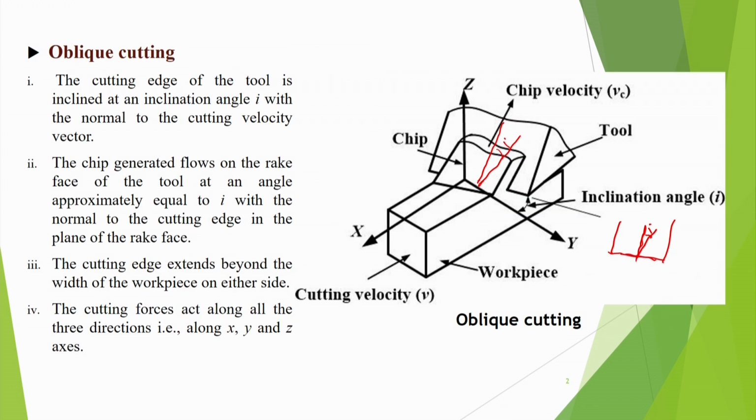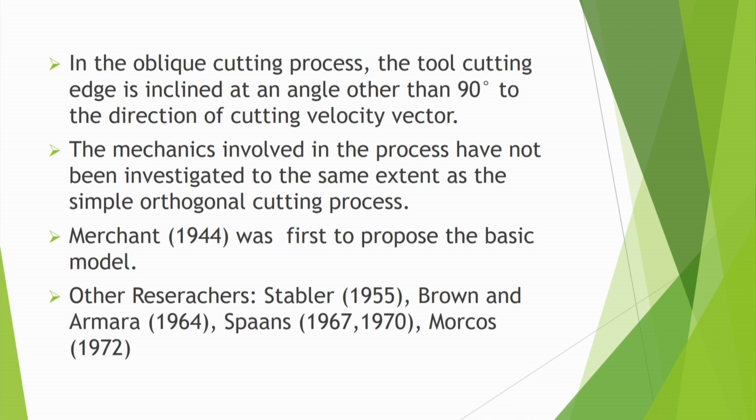So this is alpha e. In the oblique cutting process, the tool cutting edge is inclined at an angle other than 90 degrees to the direction of the cutting velocity vector.